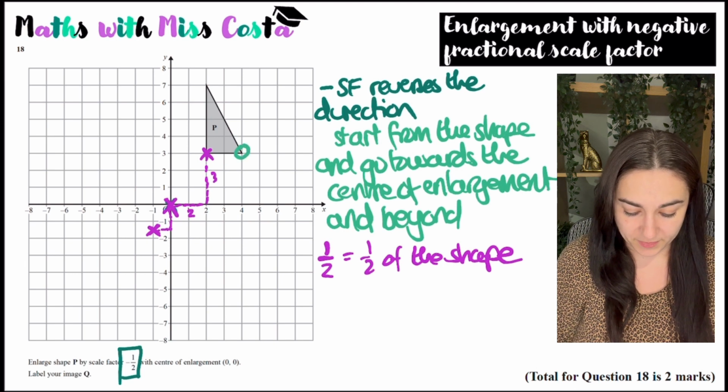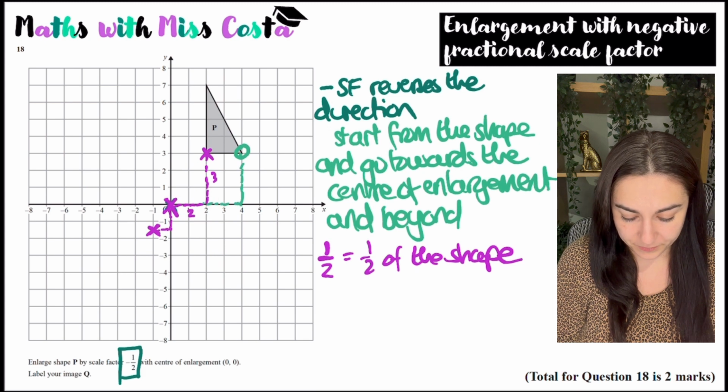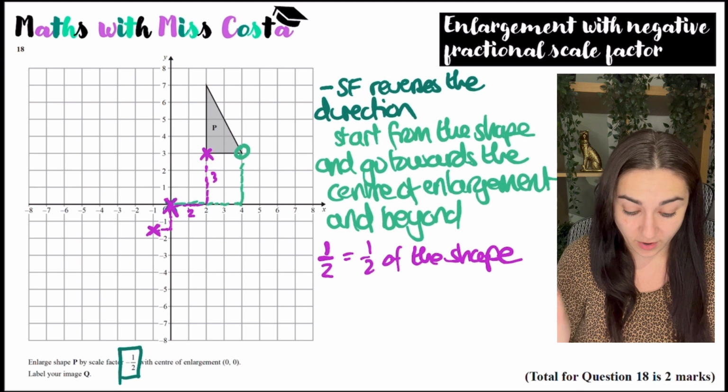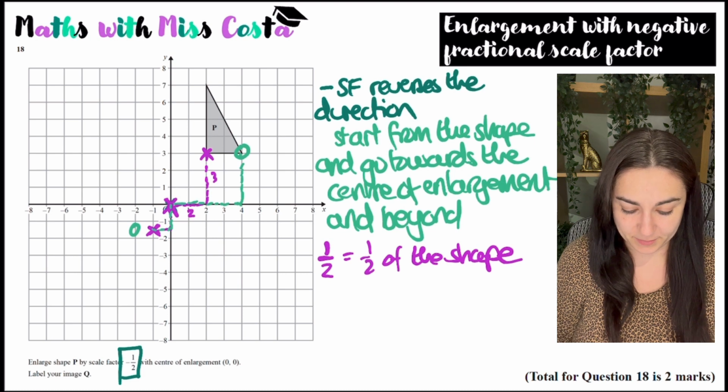Let's do the same with this point, and I'll just do it as a circle. What am I doing? I go down by 3 and across 4 to get to my center of enlargement. So I'm going to do half of that. So half of 3 is 1.5, half of 4 is 2. So my little circle is going to be there.